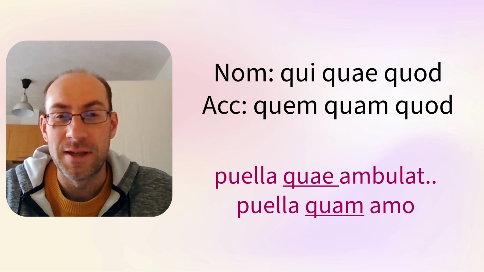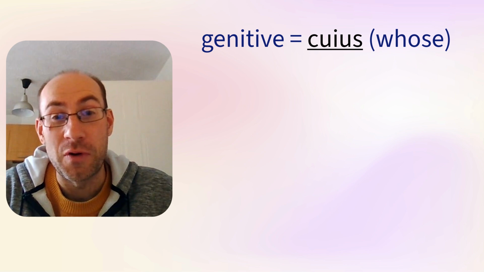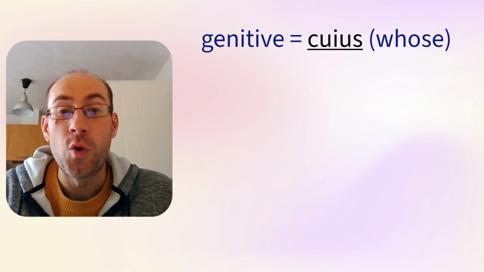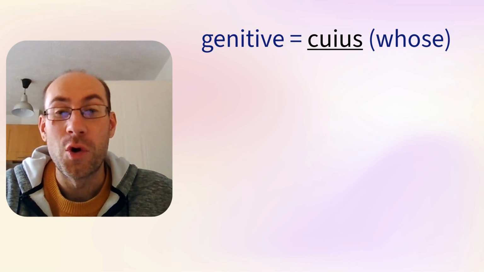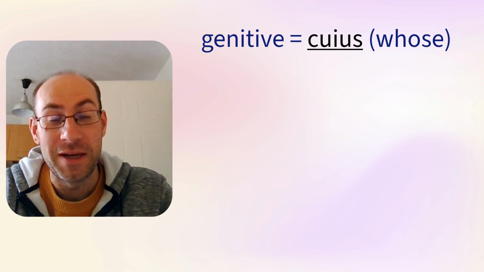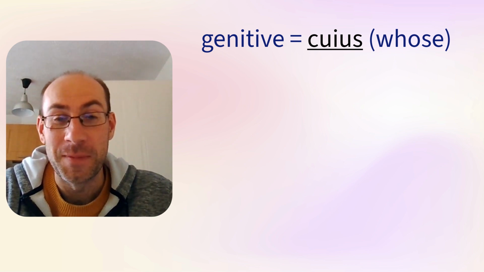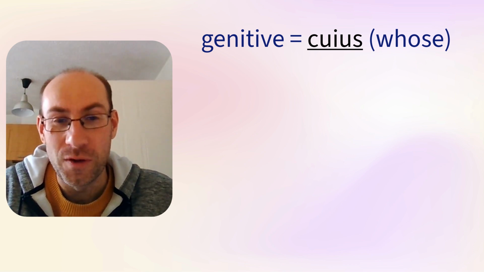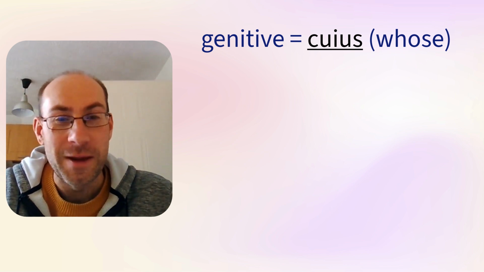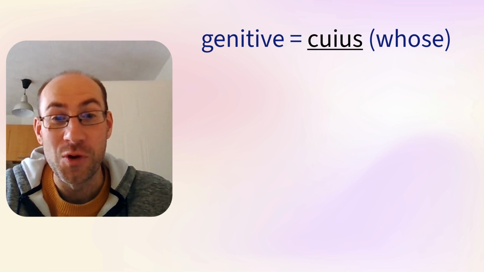And the great news for you guys is that one word does the job across the three genders. So in the singular, the word for whose is cuius. Cuius. So yeah, there's no distinction between masculine, feminine, or neuter. This is singular. Cuius. Say it. Cuius. So we've had qui, quae, quod, accusative, quem, quam, quod. Then we get cuius, cuius, cuius. Masculine, feminine, neuter.